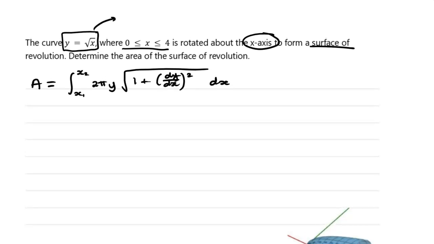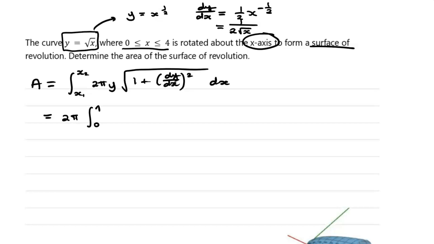So we know we could write that as y equals x to the power of a half, meaning dy/dx is, bring the power down the front, half, take 1 from the power, negative a half. So you could write that as 1 over 2 root x. So let's get to the substitution step. I'm going to take that 2 pi out. x1 was 0, x2 was 4. y was root x, so that y has just come down and become this. And then we have another square root, 1 plus dy/dx, so 1 over 2 root x, squared, dx.